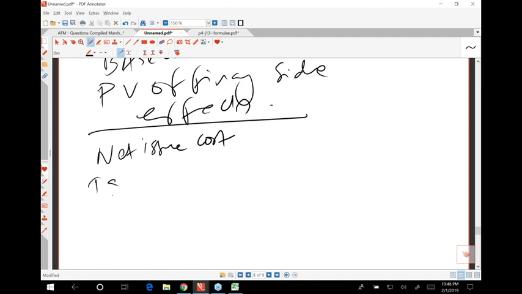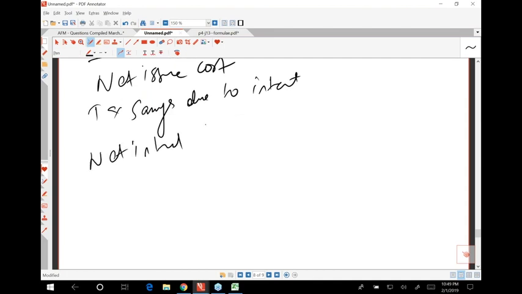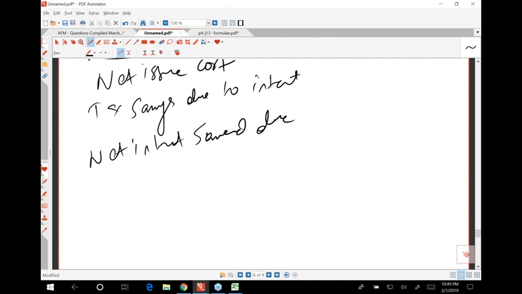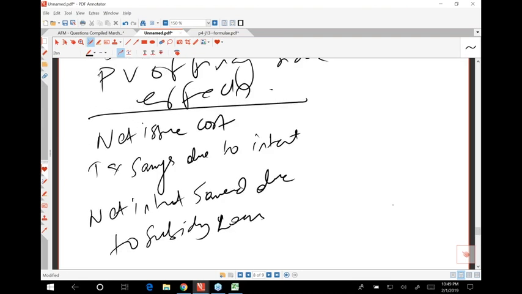And then tax savings due to interest. And then lastly, net interest saved due to subsidized loans. So what was the net issue cost in total? $0.608 is the net issue cost.